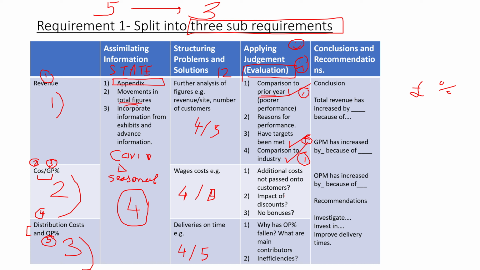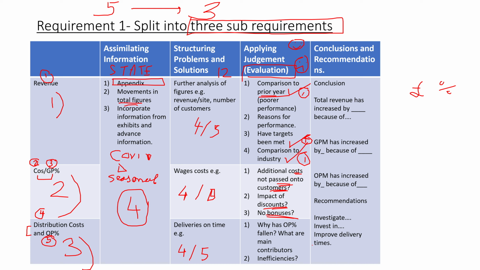Now, cost of sales and GP percentage might be more difficult. It's understanding what the inefficiencies are. So why, it might be no bonus, cost GP percentage might have gone down because there are no bonuses, or there's some discounts, okay? It might have gone down because additional costs are not being passed on to customers. So because of the customers that you're using, they're inefficient, so you're having to incur extra costs. Okay, so trying to understand these points will get you these marks here.